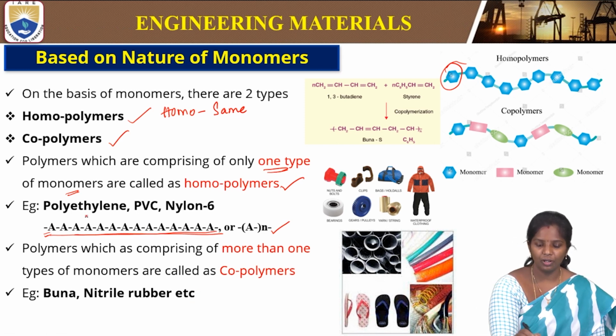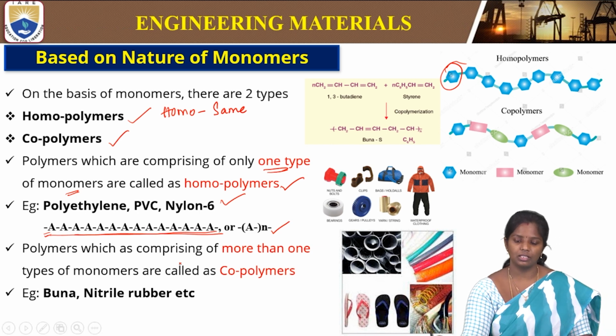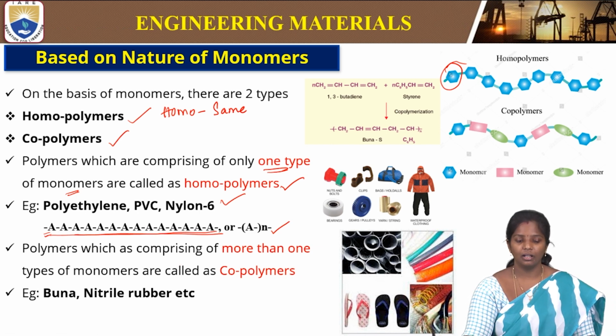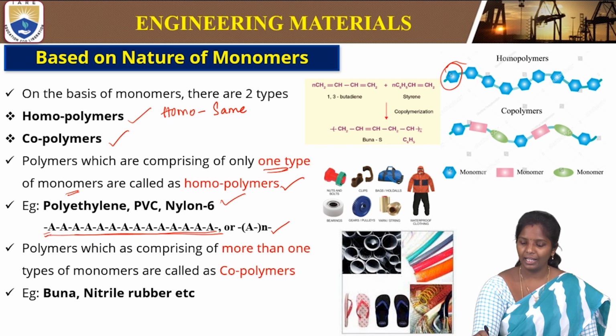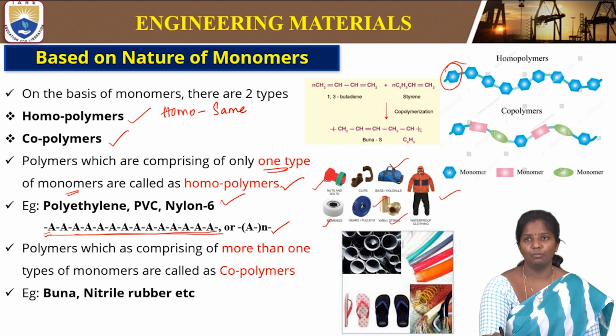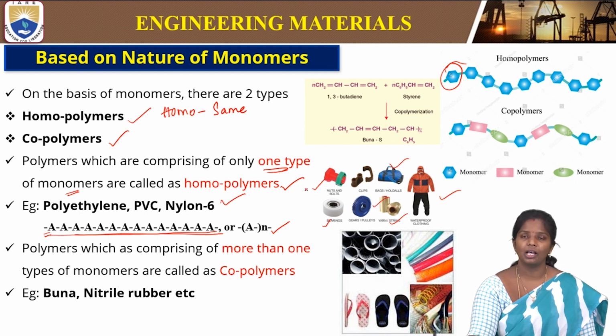Examples are polyethylene, PVC and nylon 6. These are some of the examples that form homopolymers. In our daily life, we use them for textiles, waterproofing clothing, bags and strings, yarns for stitching purposes, then gears, pulleys, bearings and nuts and bolts. These are some of the examples that come under homopolymers used in our daily life.